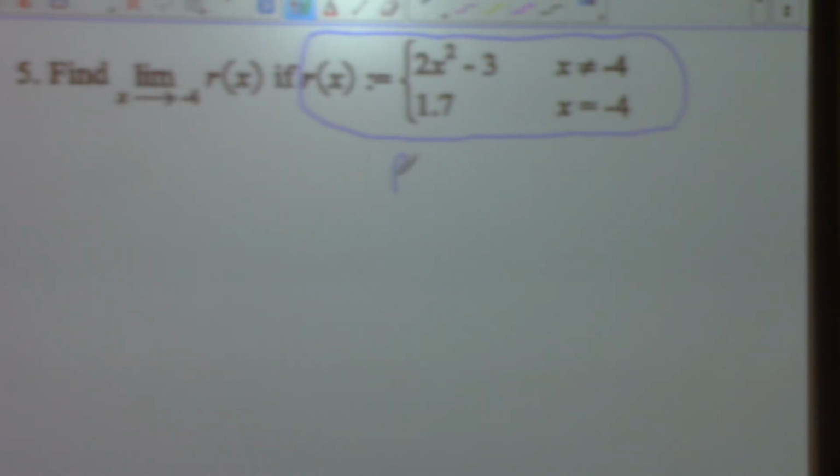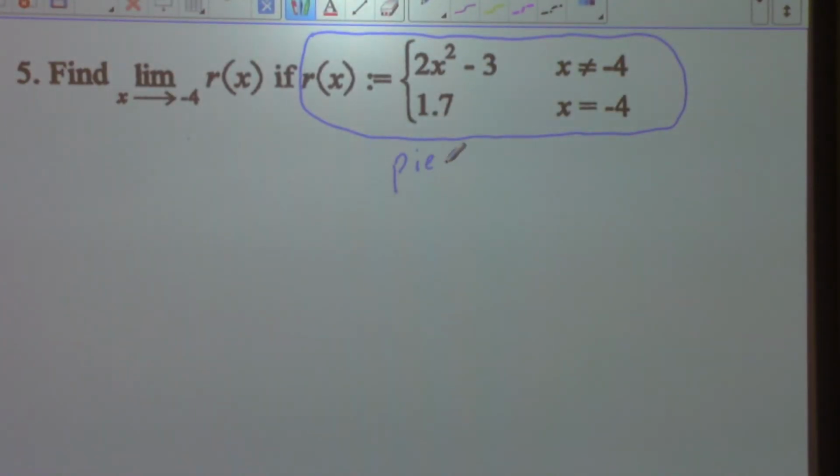It's set up in this format where you'll see f of x equals, and you'll have some bracket, and then you'll have levels. In this case, you have two of them. Okay, let me tell you what this is called. This is called a piecewise function. We talked about it briefly last year.